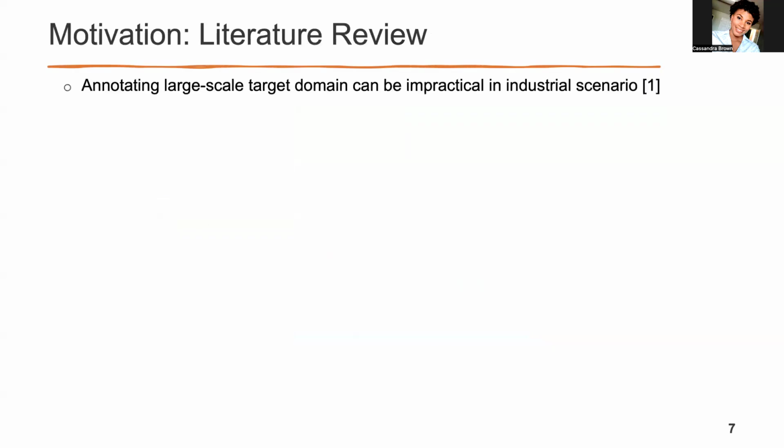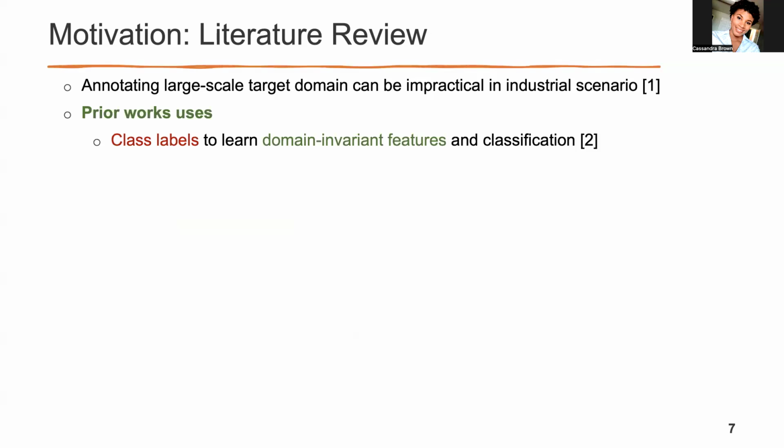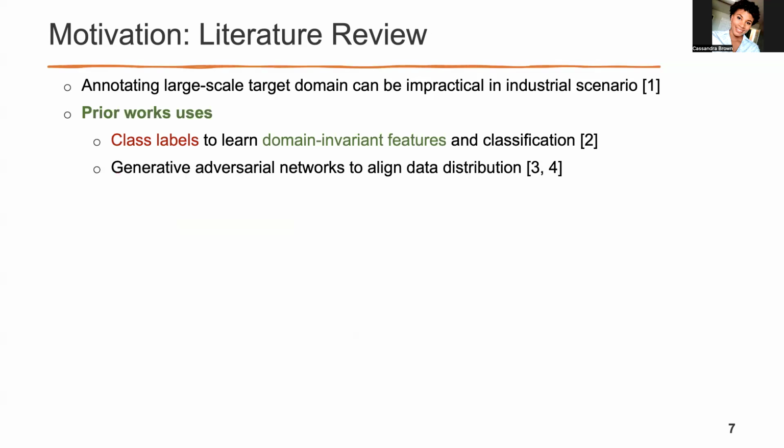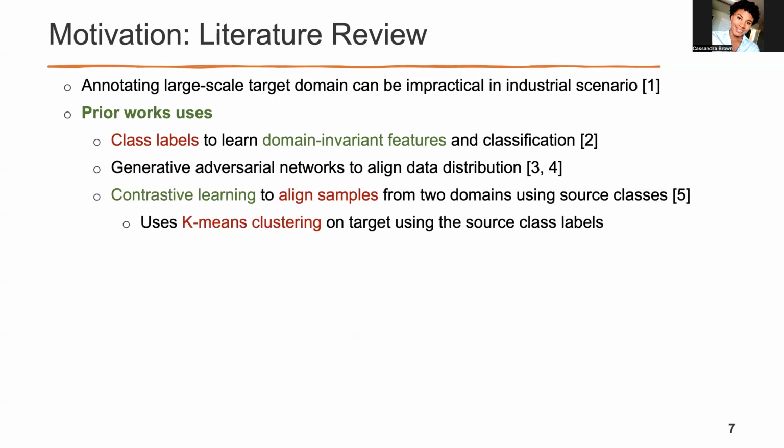There is some research already done on this. Annotating a large-scale target domain can be impractical in industrial scenarios. And prior works have shown that they can use class labels to learn domain invariant features and perform classification. And we can use generative adversarial networks to align the data distributions. And one more model that has shown promising results in other domains of unsupervised learning, and that is also used in domain adaptation, is contrastive learning, to align the samples from two different domains using source classes.